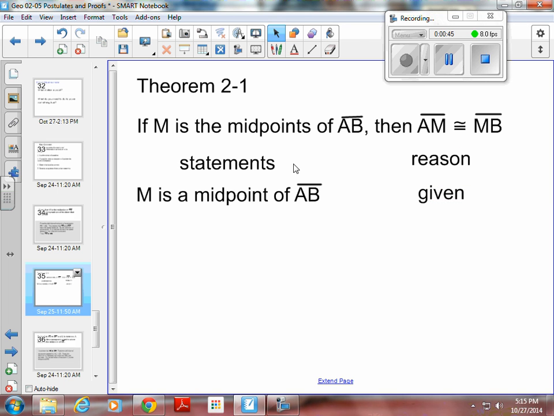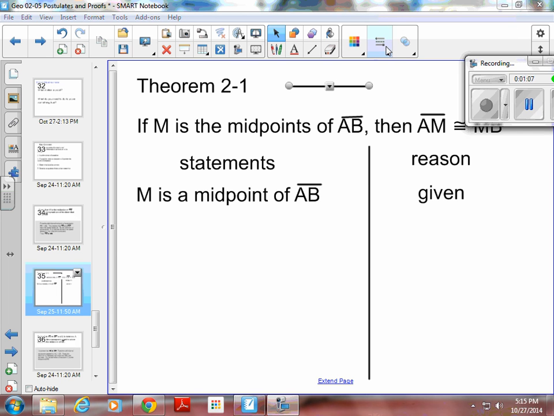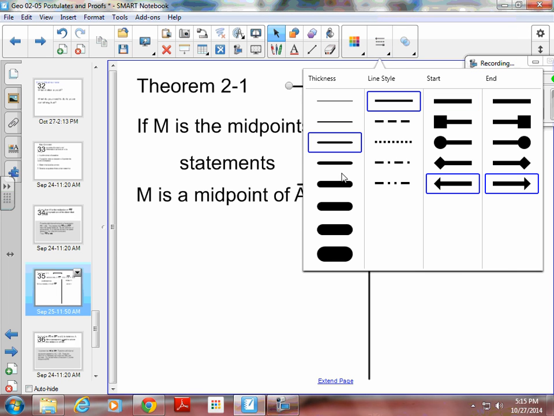Okay, so I'm allowed to make this statement that M is a midpoint of AB because, well, it was given to me up in the directions there. So I want to know if AM is congruent to MB. Well, you might need to draw a picture so you can see this thing. So let me draw our segment, or our line. So there's my line.